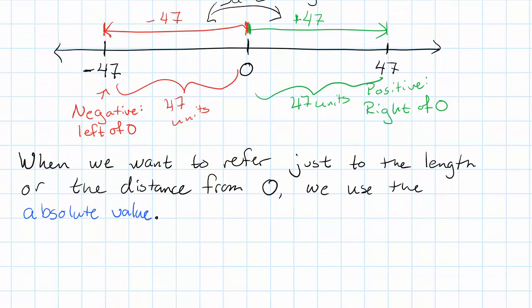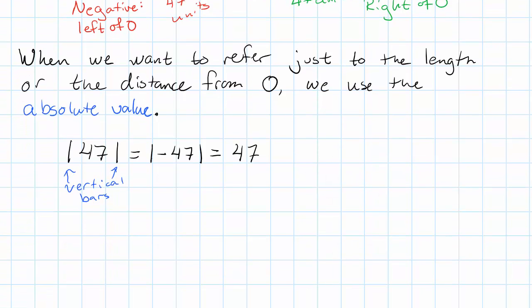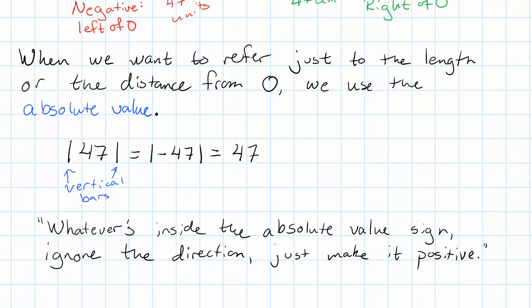So we could refer to the absolute value of 47, and we use these two vertical bars to indicate the absolute value. The absolute value of 47 and the absolute value of negative 47 are the same. Both have absolute value 47. The absolute value says, whatever's inside the absolute value sign, ignore the direction, just make it positive.